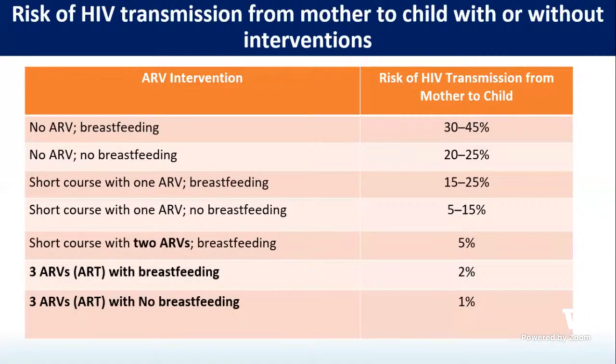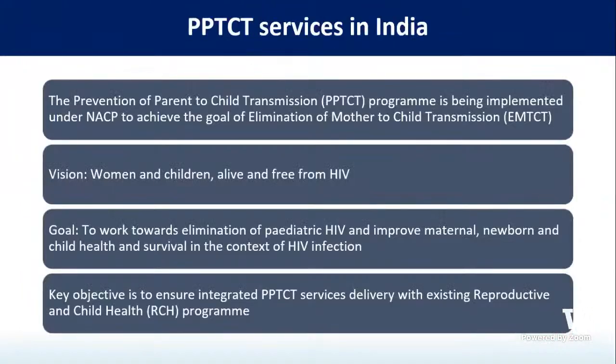The current scenario is we need to ensure giving ARVs to pregnant women at the earliest, with appropriate counseling and advice about breastfeeding based on her specific conditions, which will help to reduce the transmission to just 2%. Next, please.